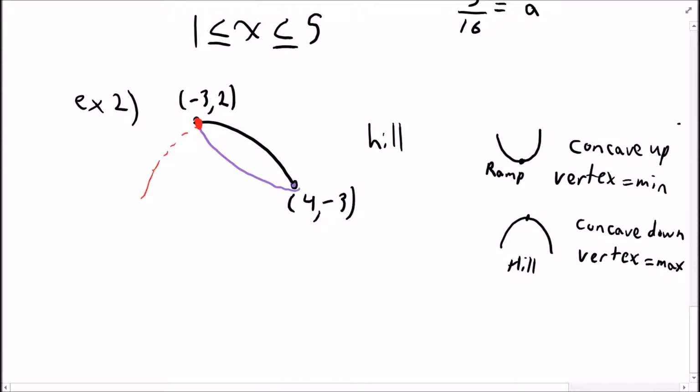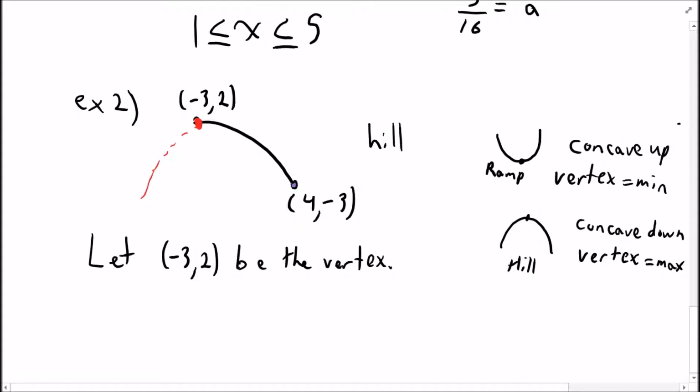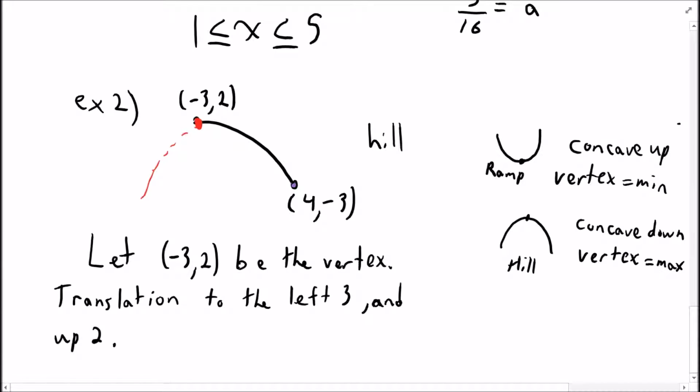Think, if it went the other way, if I picked 4, -3 to be the reference, that would make it look more like a ramp, and that would be the wrong curve. So I need to make the top one my reference point. So if the top one is the vertex, that is telling us that that is the shift. So if we let -3, 2 be the vertex, therefore that's a translation left 3 and up 2. So therefore B is -3 and C would equal 2.